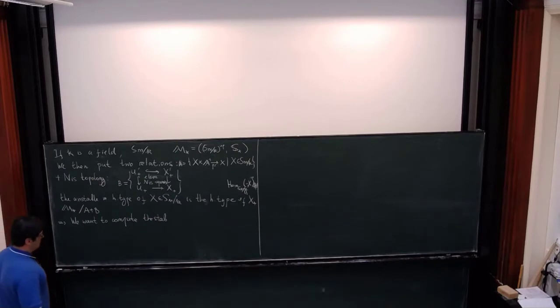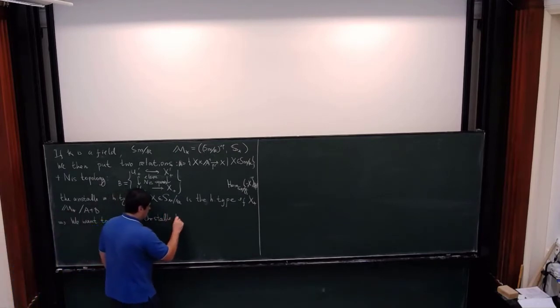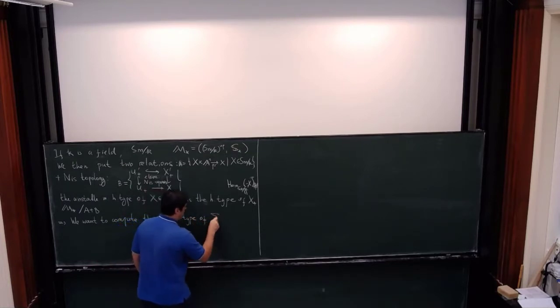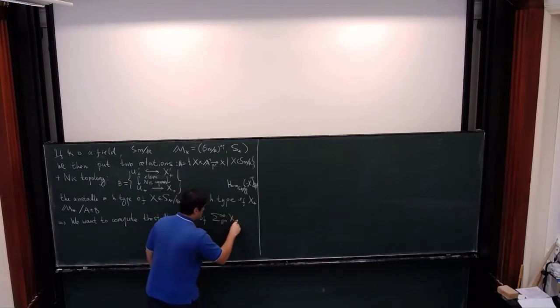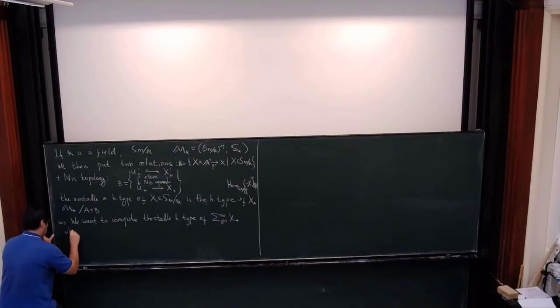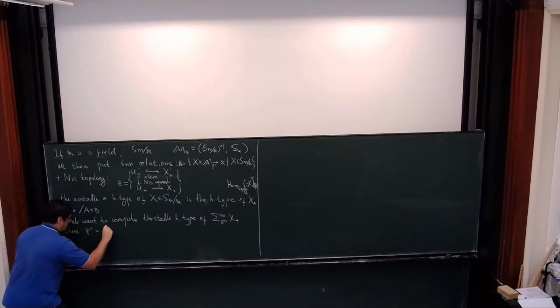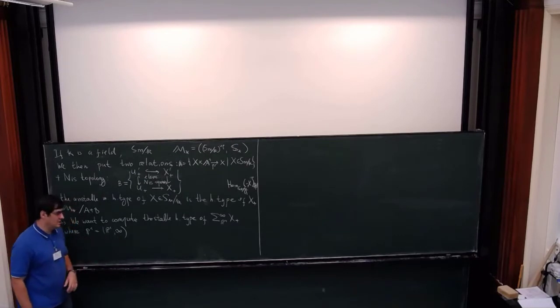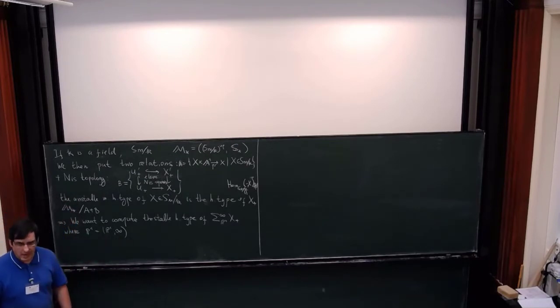Yeah, and then we compute a stable homotopy type of the suspension P1 spectrum of X. And where P1 here is pointed at infinity. We regard it as a pointed constant simplicial presheaf pointed at infinity. What do you call the stable? Yeah, just a second. Yeah.